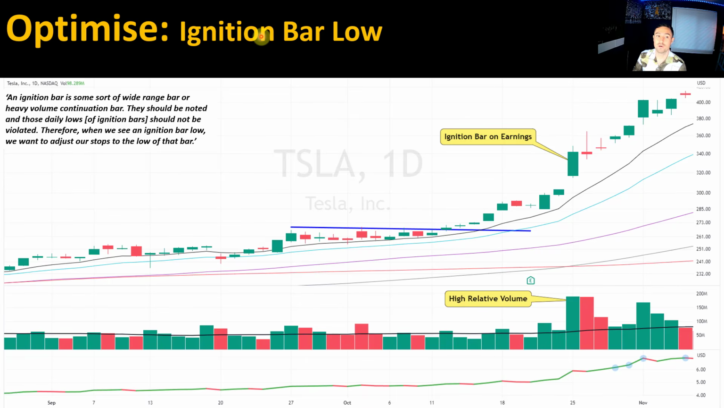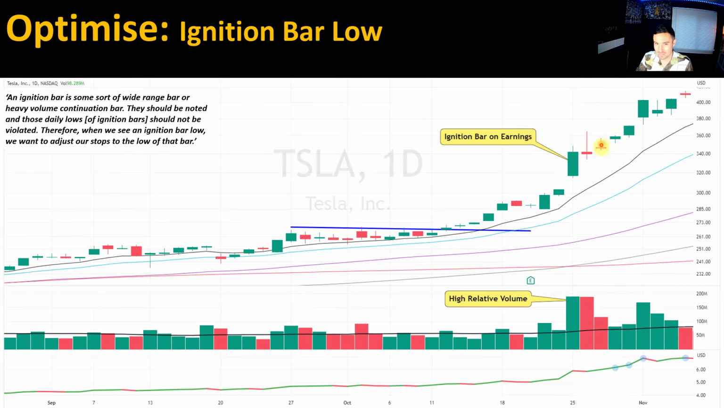The ignition bar low, we touched on this a little bit earlier. An ignition bar is some sort of wide range bar or heavy volume continuation bar. They should be noted, and those daily lows of the ignition bar should not be violated. Therefore, when we see an ignition bar low, we want to adjust our stops to that bar's low. So you see here, Tesla starts powering out, ignition bar, lower the bar here, especially if it's on earnings. That's a bigger catalyst as well. I think that has much more weight to it.